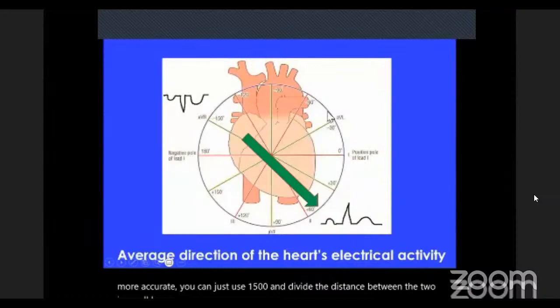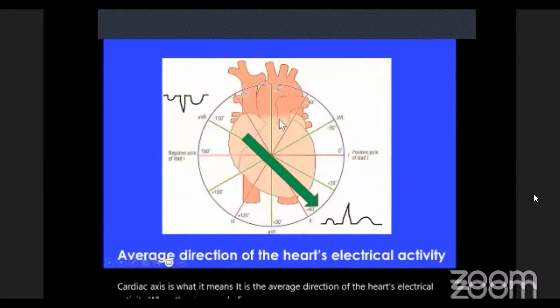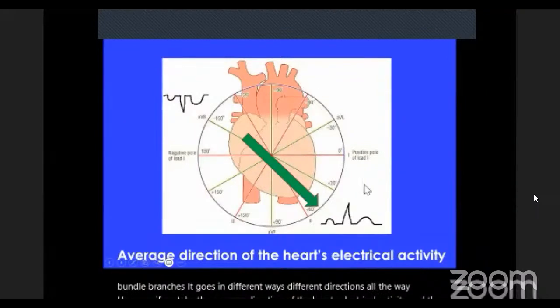Cardiac axis, what does it mean? It is the average direction of the heart's electrical activity. When the sinus node fires, it activates the atria in different directions. However, if we look at the average direction, this is the axis for the P wave. And again, when it goes down to the AV node, it spreads to the right and left bundle branches. It goes in different directions all the way. However, if we take the average direction of the heart's electrical activity in the ventricle, this is the cardiac axis.